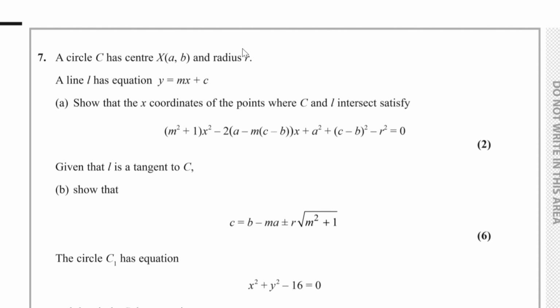Question number 7. A circle C has centre X with coordinates a, b and radius r. Line L has equation y equals mx plus c. For part A, we have to show that the x coordinates of the points where C and L intersect satisfy m squared plus 1 x squared, subtract 2 multiplied by a minus m multiplied by c minus b x plus a squared plus c minus b all squared minus r squared equals 0.